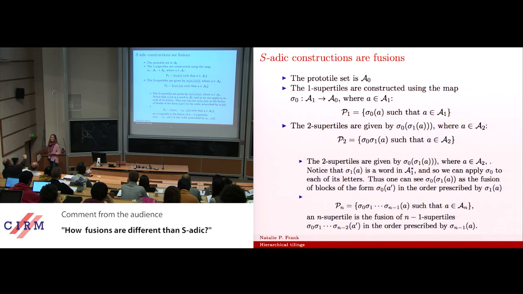Yeah? So you said that S-adic constructions are fusions, but why are fusions not S-adic constructions? So why is it not equivalent? S-adic is that we have a finite number, and it's one directional, and symbolic. But are fusions the two dimensional equivalent of S-adic constructions? They might be. Yeah, I think you would think of them that way. That's not something I thought of when I was imagining how these would work, but they're also very closely related to cut and stack constructions, if that's a thing for you.